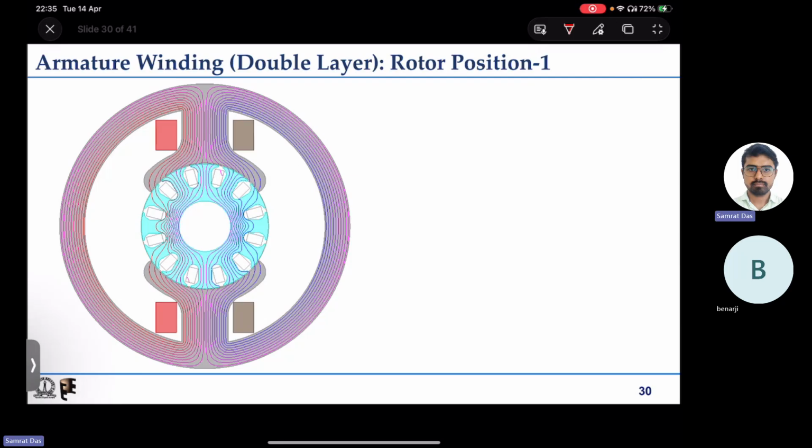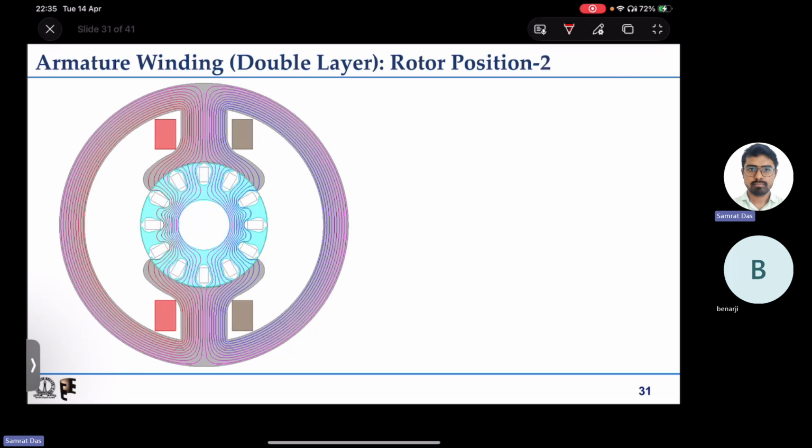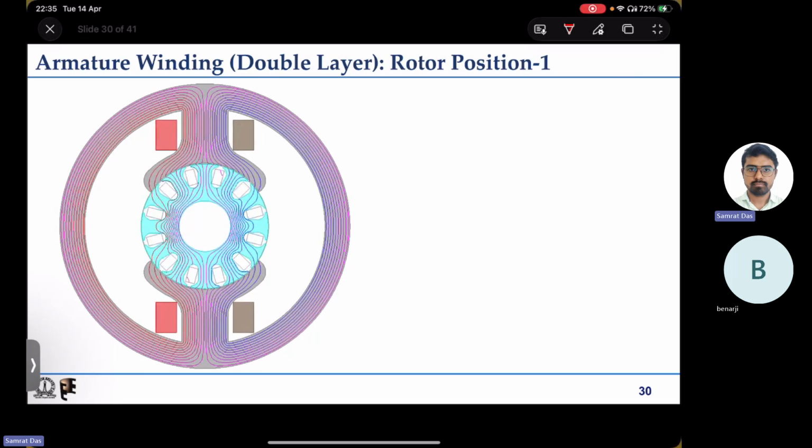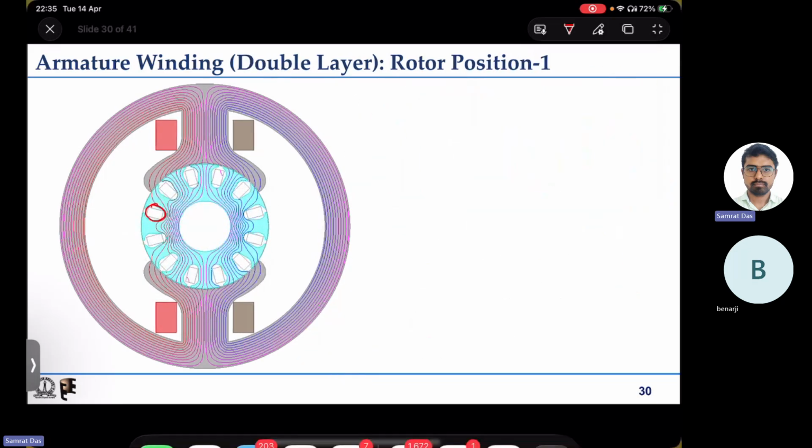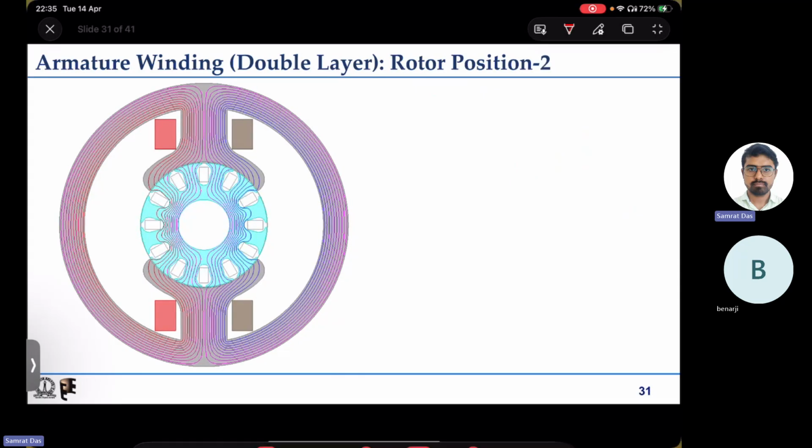So probably we'll discuss rotor position 1, 2 and another rotor position 3, where say this is coil 1, some coil, what was the name, this was coil 3. So we are discussing coil 3. Coil 3 after some rotation comes here.